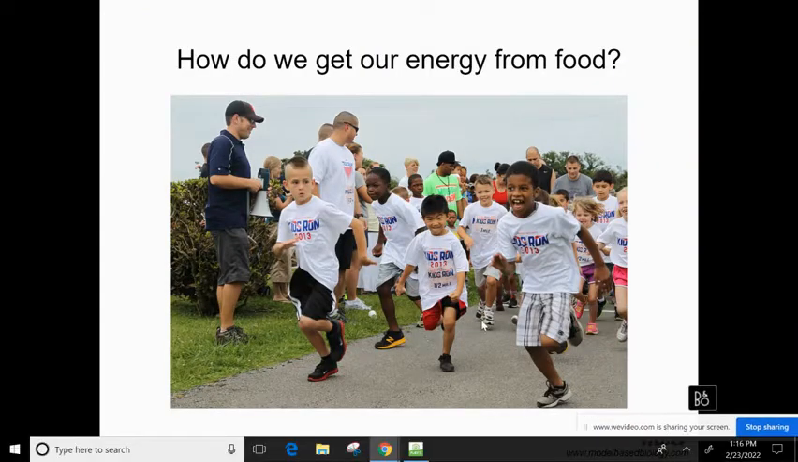If you can see, these kids are going on a little kids' run, a half mile, and we're going to try and figure out the energy that they get from eating. Obviously, they probably had some food, or if they didn't have it before, they're definitely going to want some after. And we're going to see how our body stores energy and where we actually get it from. Because I did tell you it's about the bonds, but we're going to dive deeper into that.